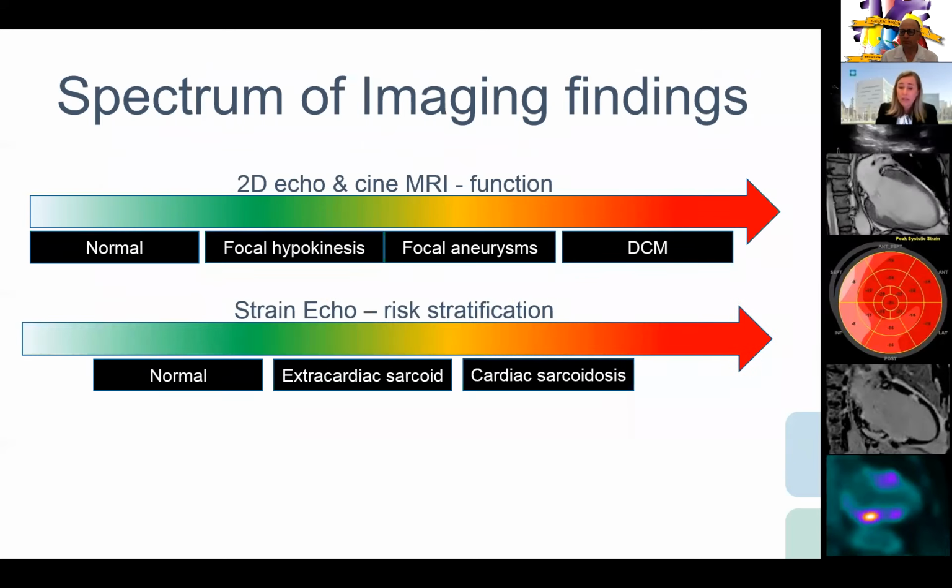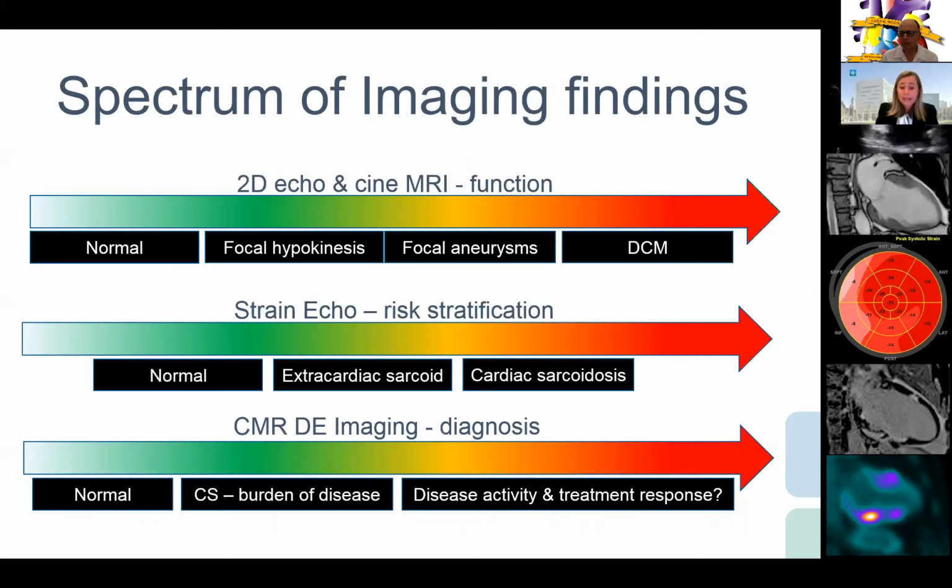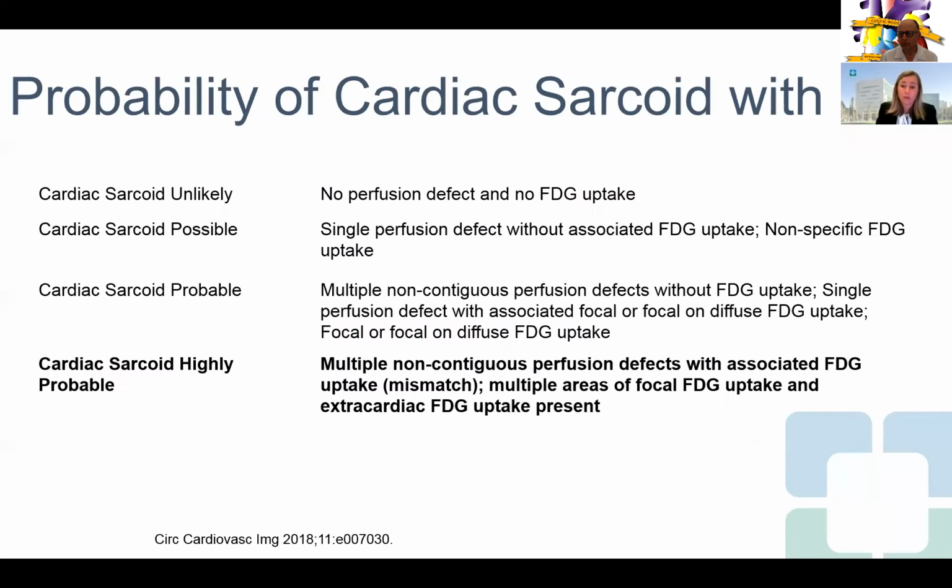Use strain echo for risk stratification, where you can then move from normal strain into extracardiac strain, which may manifest with reduced strain in the early phases of cardiac sarcoidosis, and then significantly reduced strain in the setting of more overt cardiac sarcoidosis. Lastly, we move into cardiac MRI with delayed enhancement imaging, which can be normal, which can show mild burden, suggesting perhaps early disease, and then more extensive burden in more progressive disease, although, as you can see here, PET may be useful at this point to determine disease activity and then response to treatment.